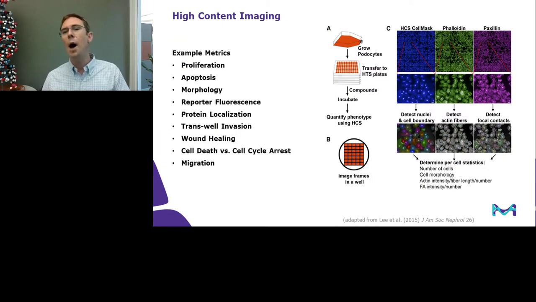So the real power of arrayed screening is in the ability to incorporate high-content imaging and analysis across a range of metrics, and a handful of examples are listed here. For this, cells are plated in 96 well plates, and they're treated with the clone library, followed by either selection or phenotyping. Wells are then analyzed individually and assayed for features like cell death and proliferation, cell morphology, or reporter fluorescence.